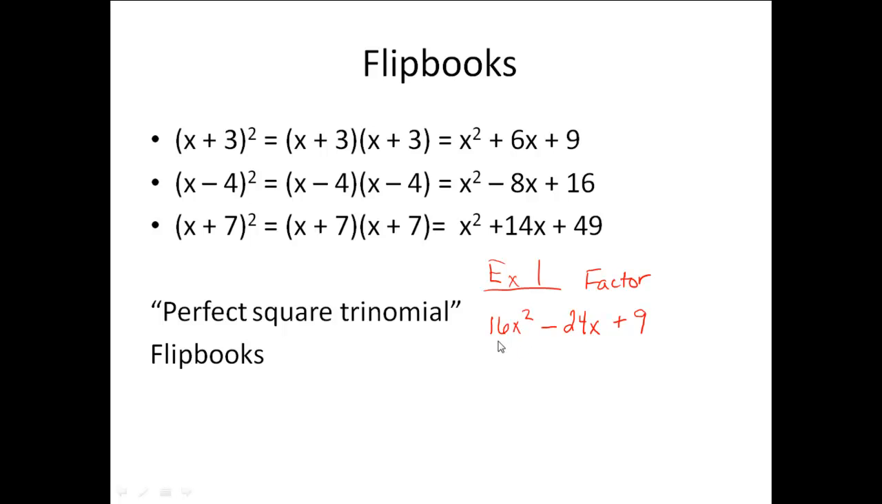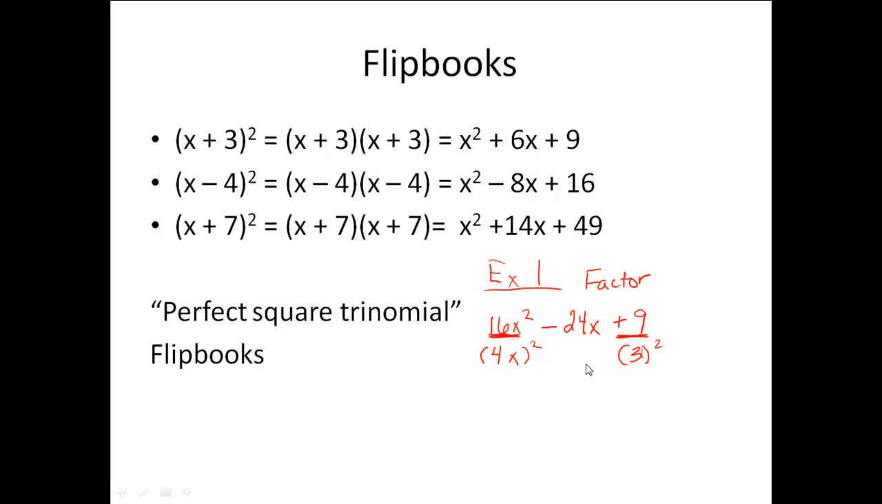So the first thing I want to check is, can I pull a common term out? And there isn't anything that I can divide 16, 24, and 9 all by. But then I notice that I've got a perfect square in front and a perfect square in back. So that's a hint that it might be the perfect square trinomial pattern. So what I want to do first is rewrite this in terms of a squared and b squared. I have to ask myself, what can I square to get 16? Well, that would be a 4. And what can I square to get x squared? That would be an x. Then I come to the back and ask myself, what can I square to get a 9? And that would be a 3.